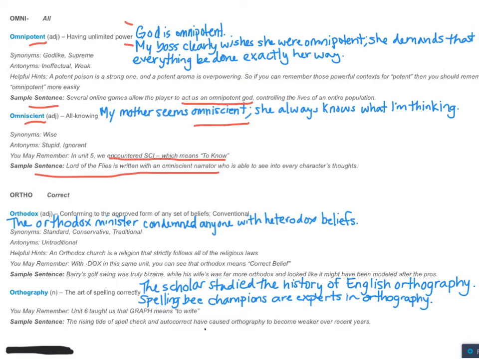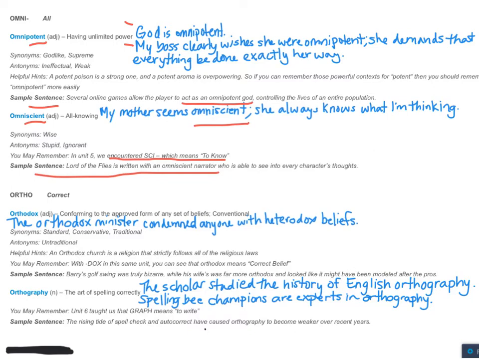Your next root is ortho, which means correct. And your first word is orthodox, which means conforming to the approved form of any set of beliefs, conventional. This word is an antonym for heterodox. So someone who is heterodox has different beliefs from what's standard. Someone who is orthodox has what's considered the correct beliefs.